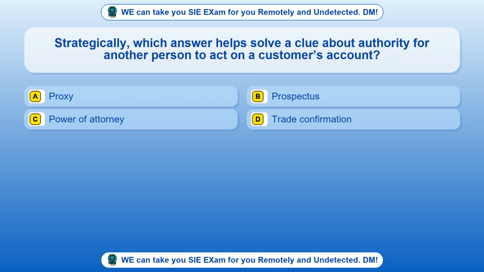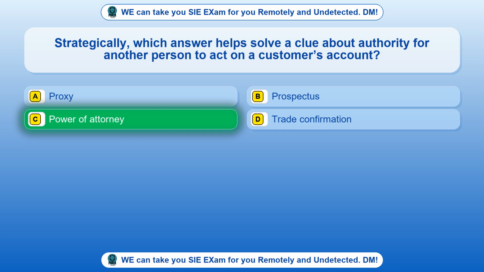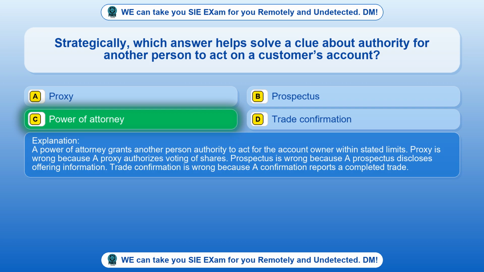Question 15. Strategically, which answer helps solve a clue about authority for another person to act on a customer's account? Option A, proxy. Option B, prospectus. Option C, power of attorney. Option D, trade confirmation. The correct answer is option C, power of attorney. A power of attorney grants another person authority to act for the account owner within stated limits.